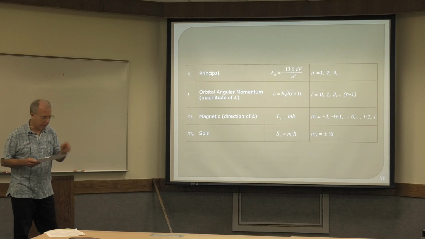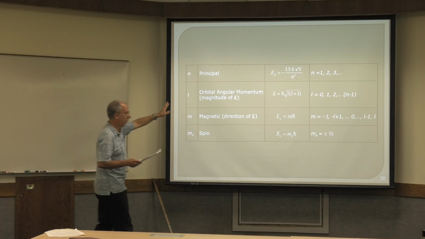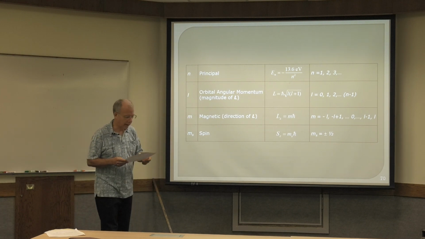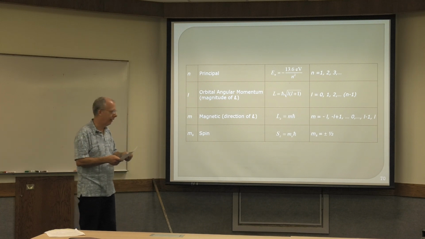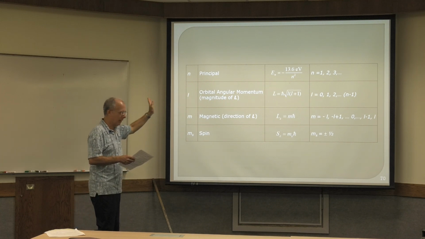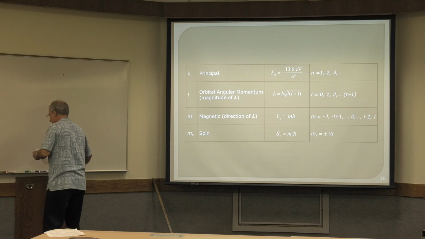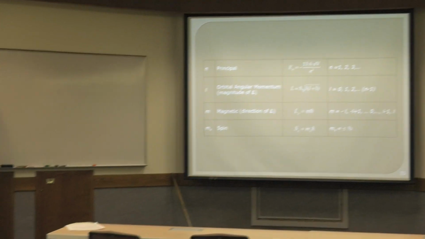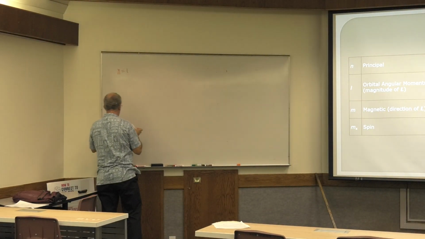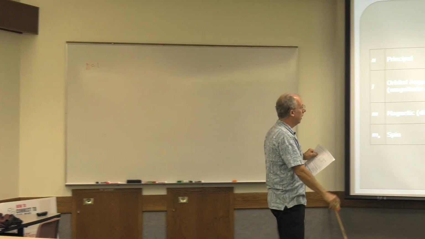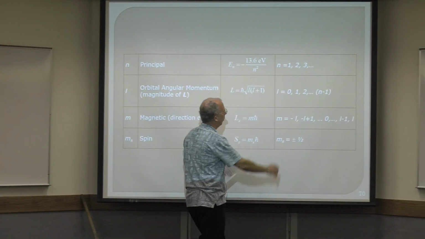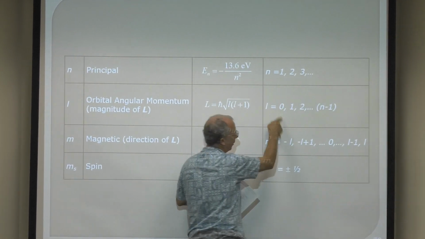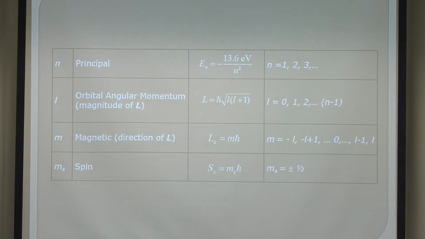Okay, we want to do an example now using all of this. We want to see how many electrons can go in every quantum state. So we're gonna do an easy one. Let's say we start off with n equals 1. Now, if n is 1, what's L? Well, L goes from 0 to n minus 1. If n is 1, that means L is 0.